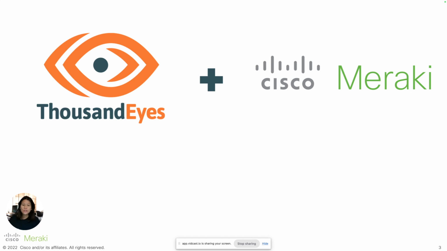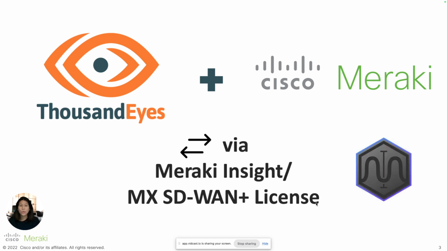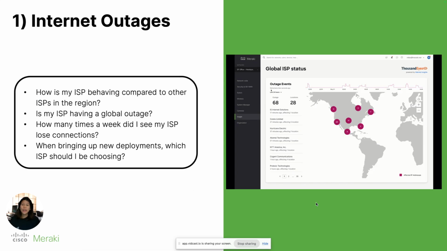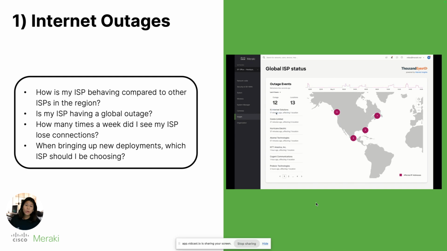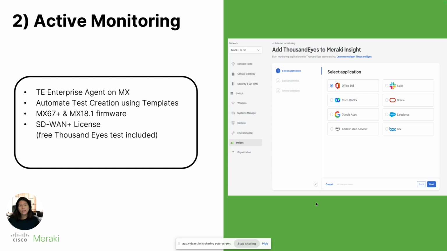So the integration between Meraki and Thousand Eyes is through the product Meraki Insight, or also with the MX SD1 Plus license. So what is it that we get? First, we get the product of internet outages. For those who don't know what this is, basically we get a global overview of the current status of the internet service providers, to understand whenever I have an outage, whether it is something related to my network or something global. The second one, and the focus of this video, is about active monitoring.